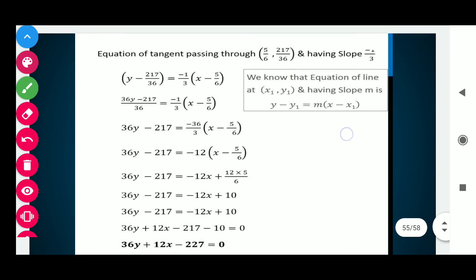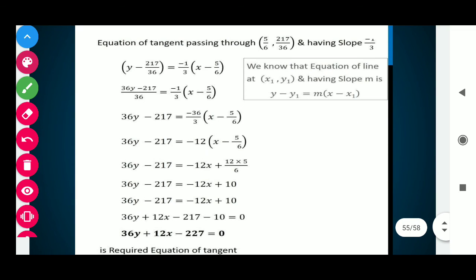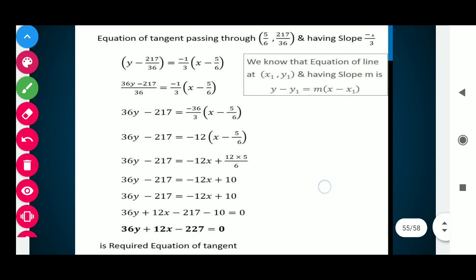So it's time to find the equation of the tangent passing through the given point and having slope minus 1 over 3. So students, put these values, and by taking LCM and cross multiplication, you can evaluate this in a very easy form. In this way, we get the required equation of tangent 36y plus 12x minus 227.